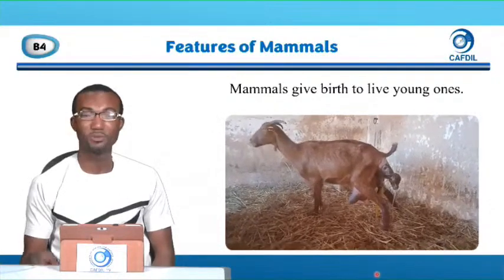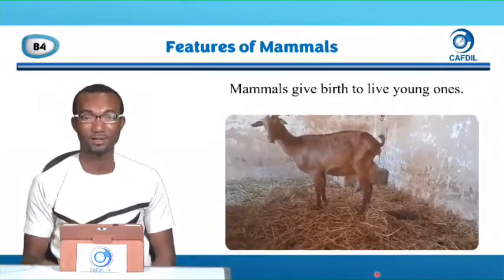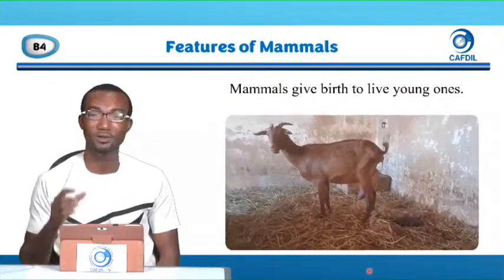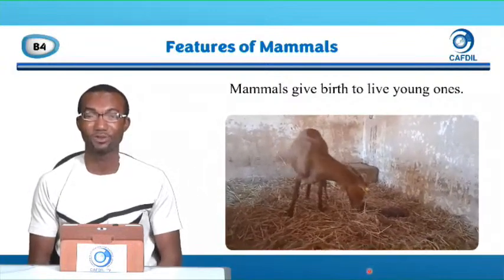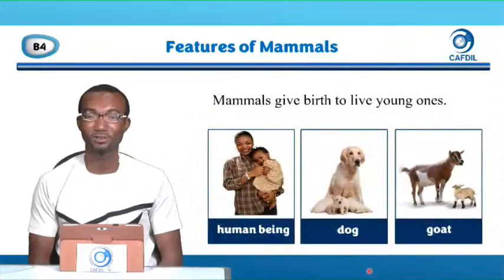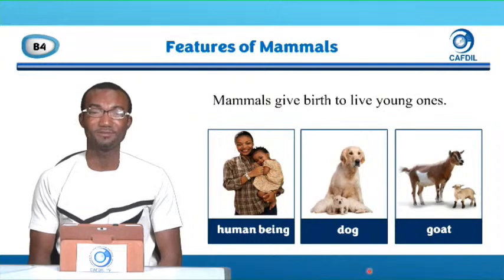And that is the same way we humans also come out. Our mothers give birth to us at the hospitals. So kids, one of the features of mammals is that they give birth to live young ones. Good. So human beings, dogs, goats, they all give birth to live young ones. I don't think you have seen the egg of a dog before, because they don't lay eggs. They get pregnant and then they give birth.